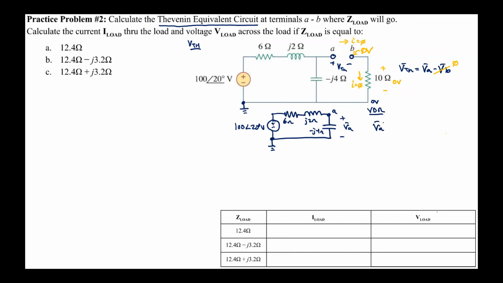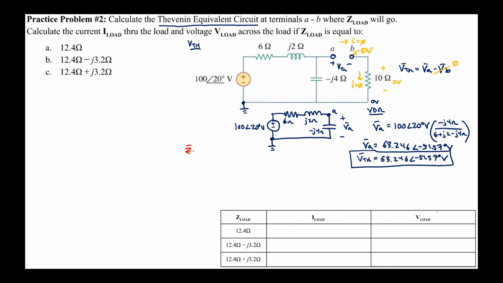VA equals the total voltage across the series set times a fraction, and on the top I put the minus j4 ohms, because that's what VA is across, and on the bottom I put the series combination, which is 6 plus j2 minus j4. If I do that correctly, I'll get that VA is equal to 63.246 angle minus 51.57 degrees volts. Since V Thevenin is equal to VA, I can say that's equal to V Thevenin as well.